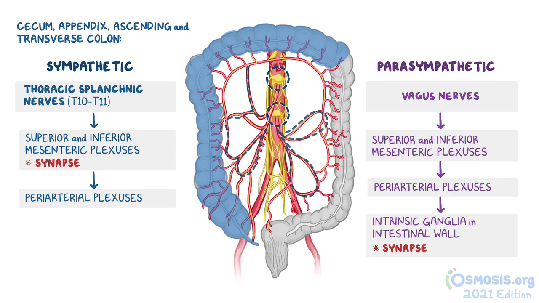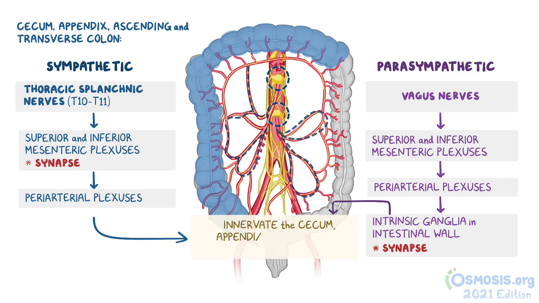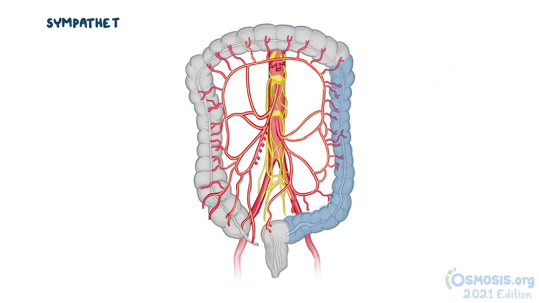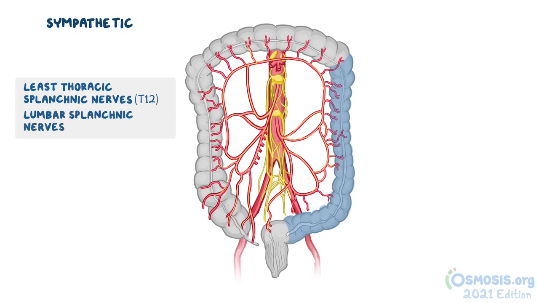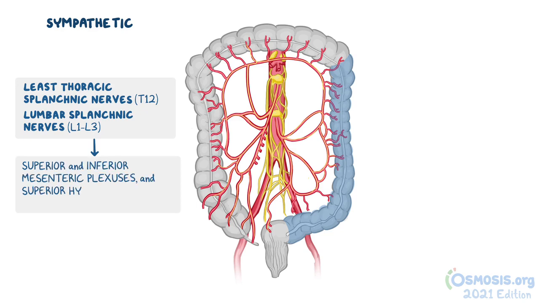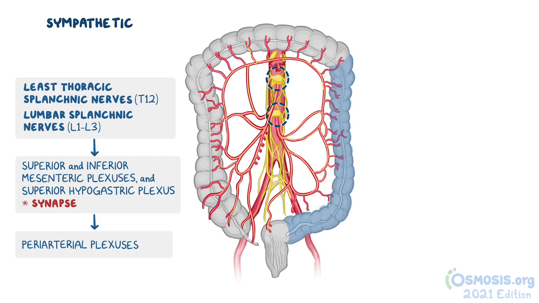After synapsing in their respective ganglia, both nerve pathways eventually go on to innervate the cecum, appendix, ascending, and transverse colon. For the descending and sigmoid colon, the sympathetic innervation is mainly from the least thoracic splanchnic nerves coming from T12, as well as the lumbar splanchnic nerves coming from L1 to L3, which all go on to travel through the superior and inferior mesenteric plexuses and superior hypogastric plexus, where they will synapse, with fibers eventually traveling through the periarterial plexuses before reaching their end destination.